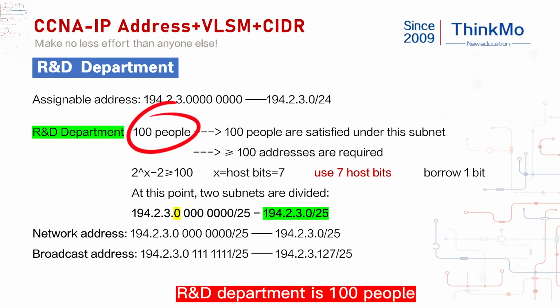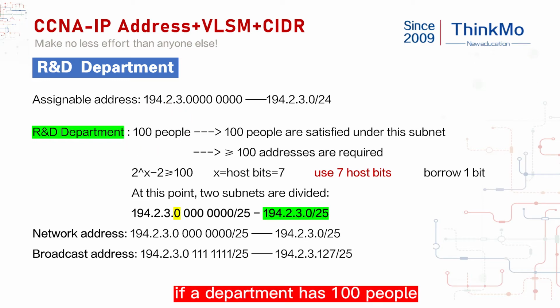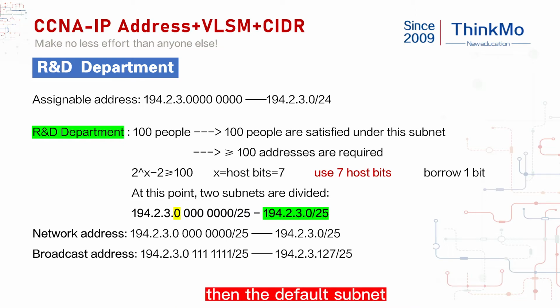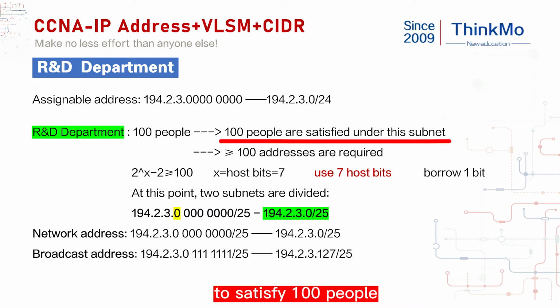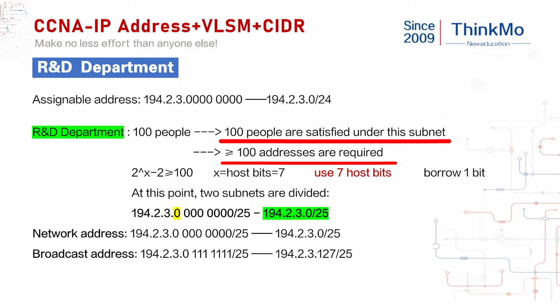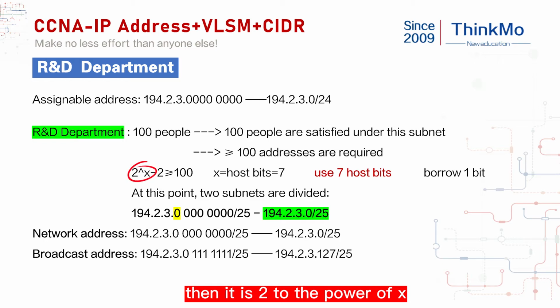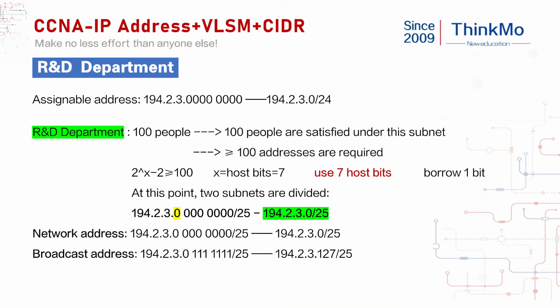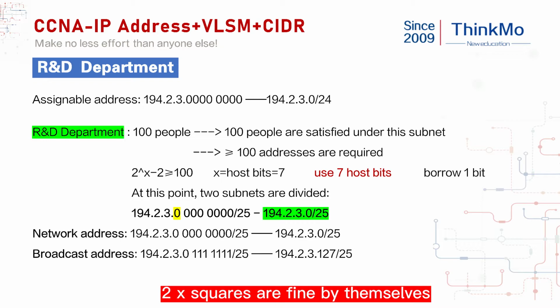It is 100 people. If a department has 100 people, then we need a subnet to satisfy 100 people. So how can this be satisfied? This requires more addresses. We need more than or equal to 100 addresses. Can you understand? Since every variable bit has 2 cases, it is 2 to the power of x. Please pay attention. 2 to the power of x is fine by itself, but you have to consider something.